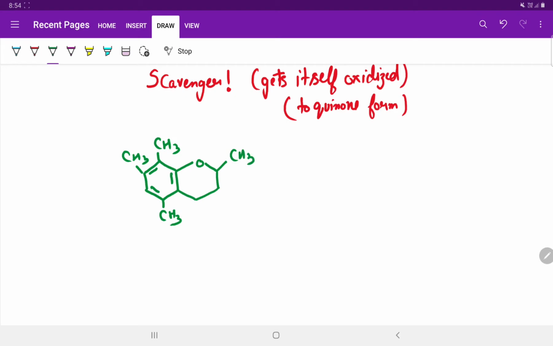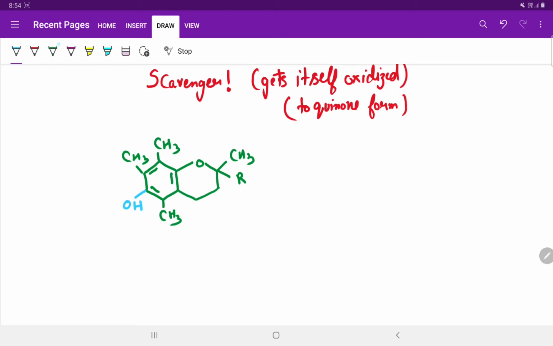So here is a methyl group and here is a long isoprene unit. I am representing this with R, the long side chain. So the OH group is at this 6th position and this possesses the antioxidant activity.